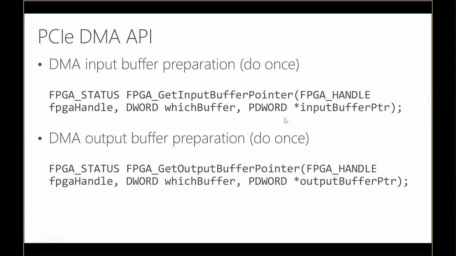The PDWORD here is a pointer to the DWORD, so PDWORD star is a pointer to the pointer. Given the handle and input slot number, it retrieves a user-mapped pointer to the input buffer for the slot. The available buffer capacity is finite and should be queried using the FPGA get buffer size, which is another API. The total number of buffers available can be queried using FPGA get number of buffers. You can refer to the user guide for more details on other APIs.